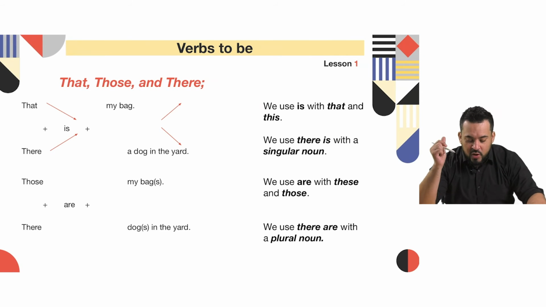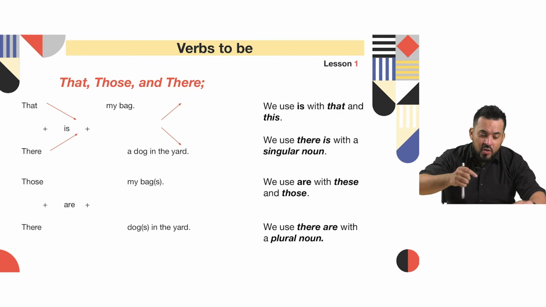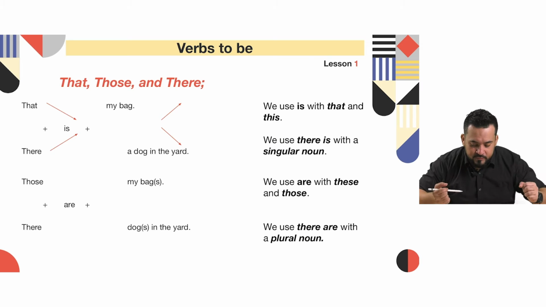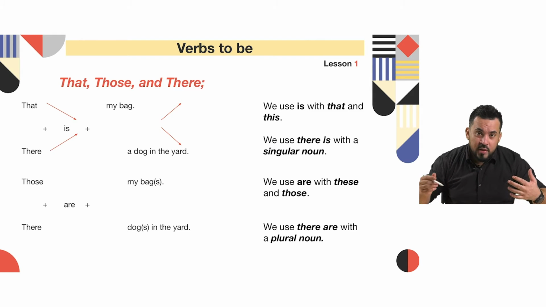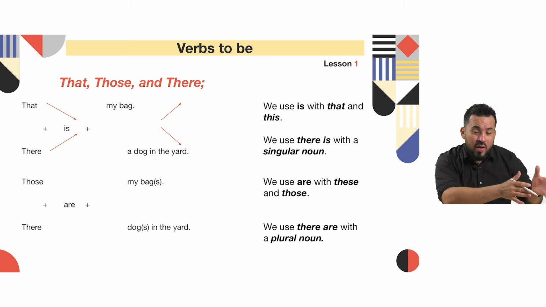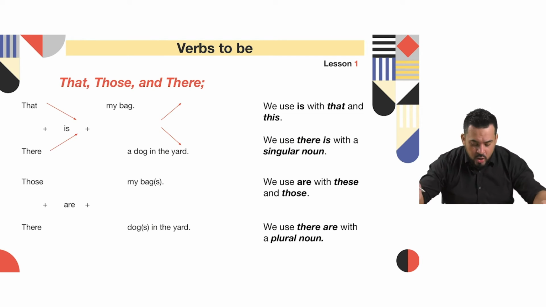All right, let's move on and take a look at other interactions with the verb to be. We have that and there. That is my bag. There is my bag. We use is with that and this. We use there is with a singular noun. Now notice, there could also be used with plurals. So we use there is if we're talking about one thing. We use there are if we have more than one thing, if we have plurals.